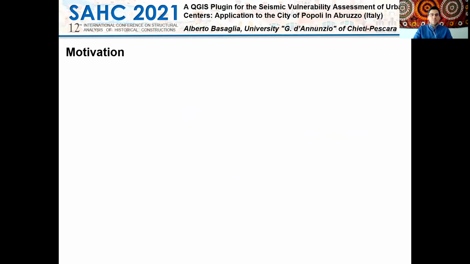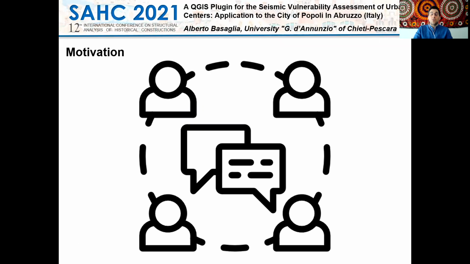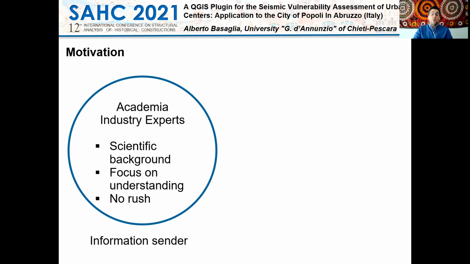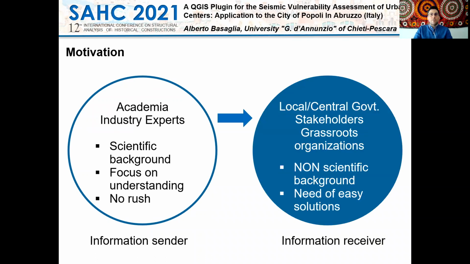Yet, understanding seismic risk is not the only important aspect, as issues may arise when communicating risk. In fact, information senders, who are always or oftentimes academia and industry experts, may have a strong scientific background, but their focus is on understanding risk, and most importantly, they have no rush. On the opposite side, information receivers, so local and central government, stakeholders, and grassroots organizations who want to gain knowledge on risk, may not have a scientific background, and most importantly, they need quick and easy solutions.